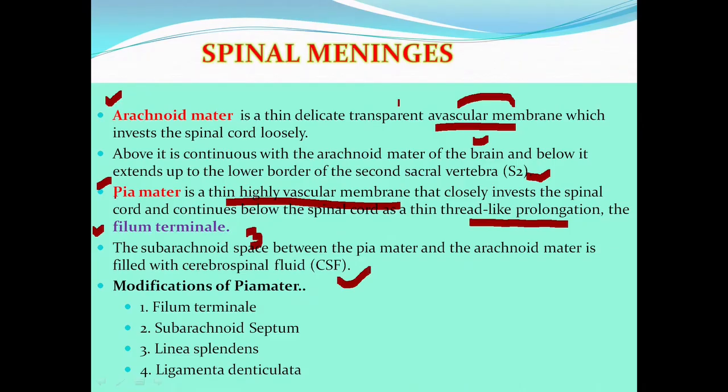So now, what are all the modifications of Pia Mater? As we just discussed, the filum terminale. The second modification will be the subarachnoid septum. The third modification will be the linea splendens. And the fourth modification will be the ligamentum denticulatum.